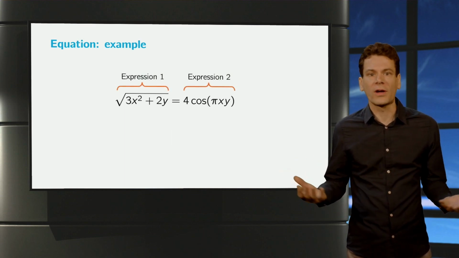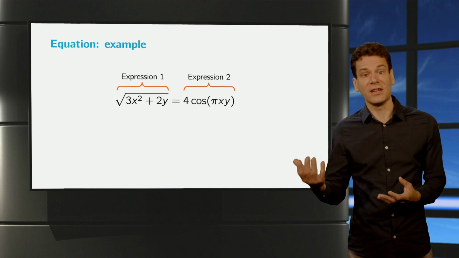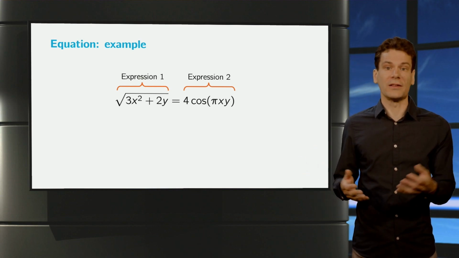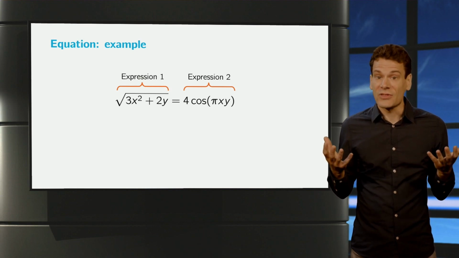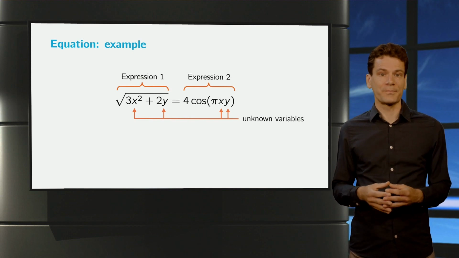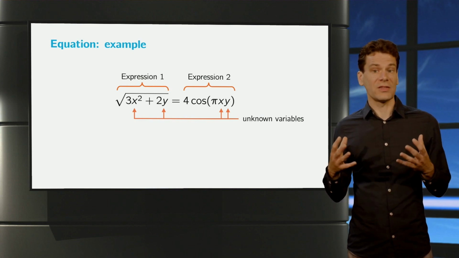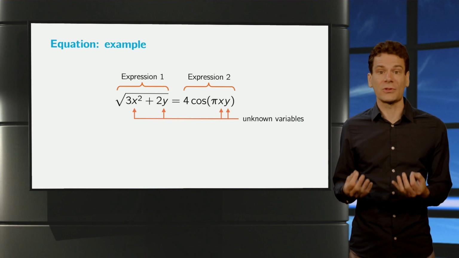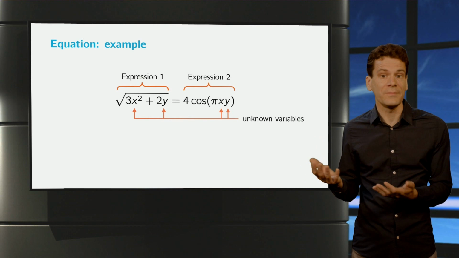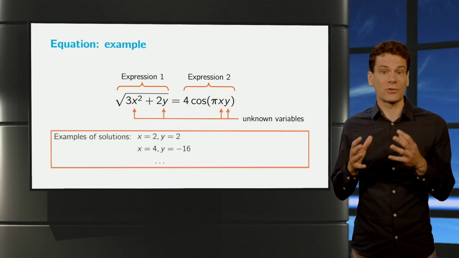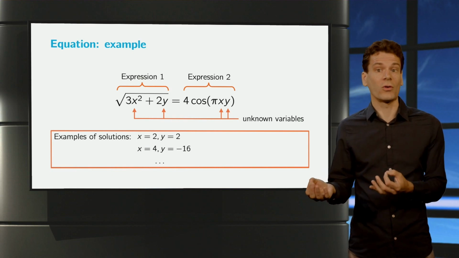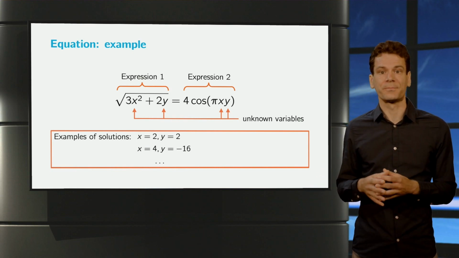It may involve all kinds of mathematical operations like addition and multiplication, and functions like square roots or cosines. An equation gives information about the possible values of one or more unknown variables. Solving an equation is the process of finding all values of the variables that satisfy the equation. For the equation on the screen, you can check that x equals 2 and y equals 2 is a solution, but also x equals 4 and y equals minus 16.